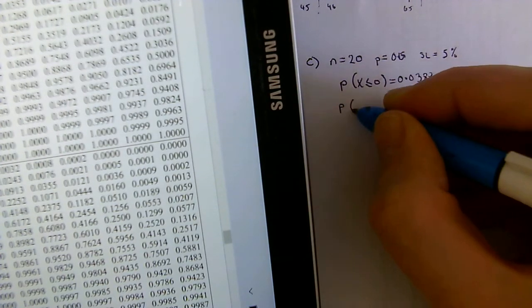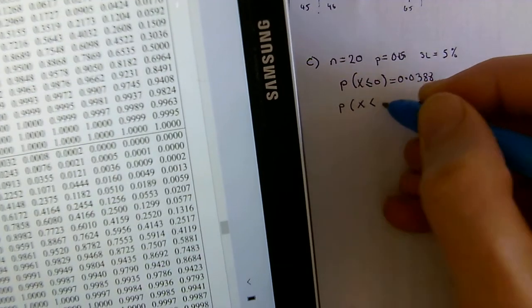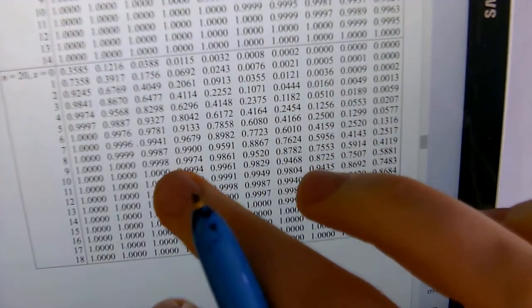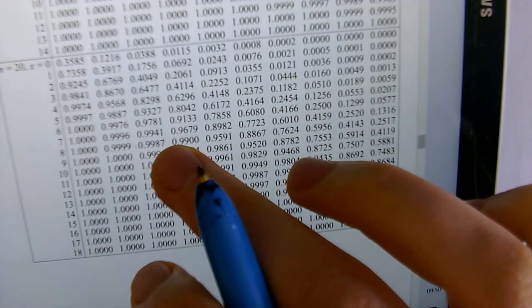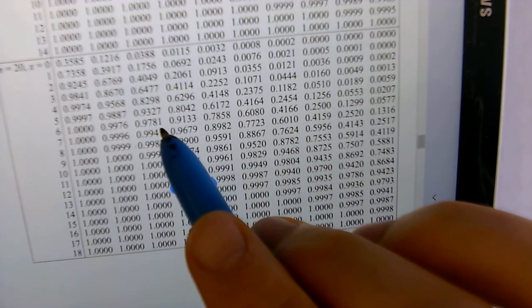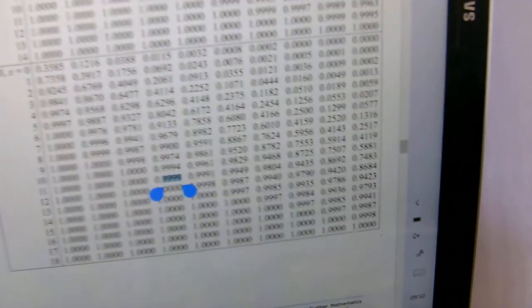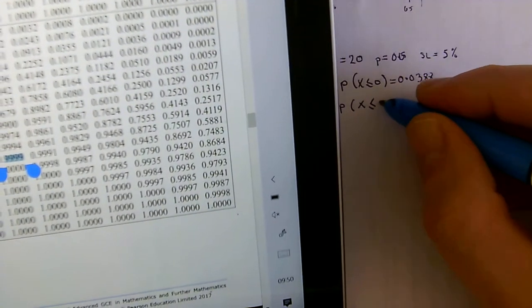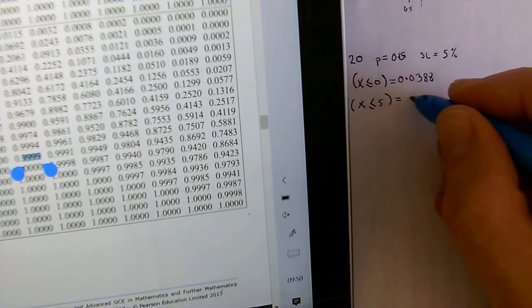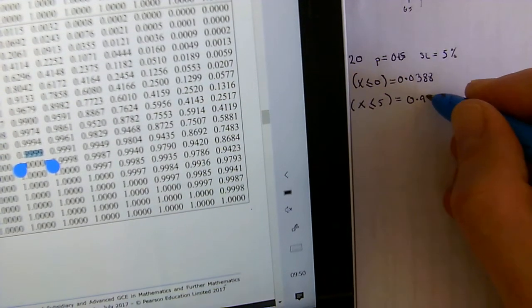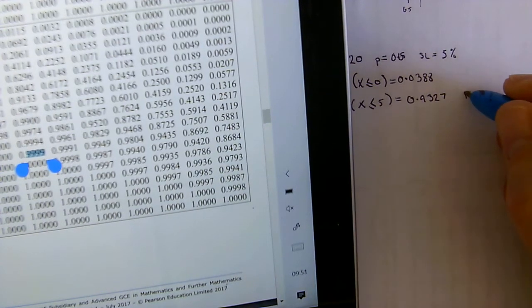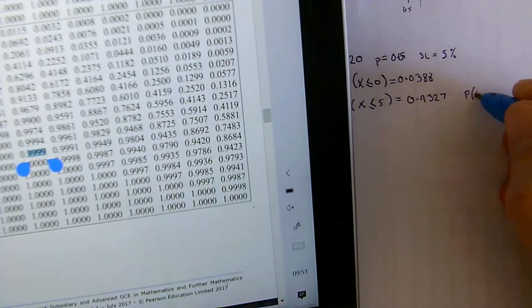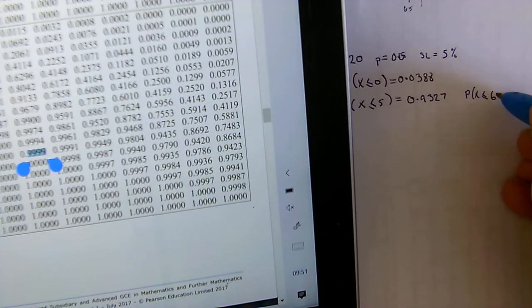On the upper end, probability that x is less than or equal to, well, we're on this table here, so I'm looking for those values which are closest to 0.95. So let's write down probability that x is less than or equal to 5 is 0.9327. And the probability that x is less than or equal to 6 equals 0.9781.